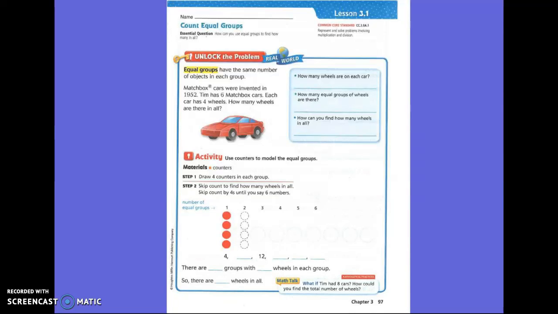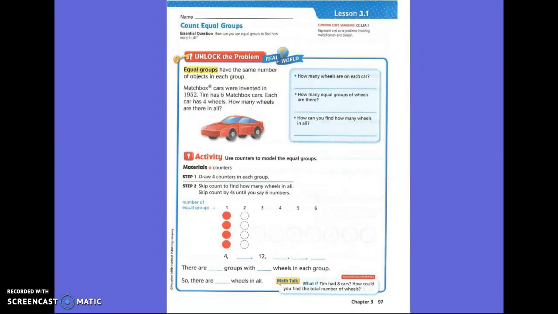Alright, boys and girls, today you're going to model and skip count objects in equal groups to find how many there are. This is the very, very tip-top beginning of multiplication, because multiplication is mostly skip counting, okay? It's just skip counting by different kinds of numbers. You might skip count by 2s, by 8s, by 7s, all these different numbers, okay?